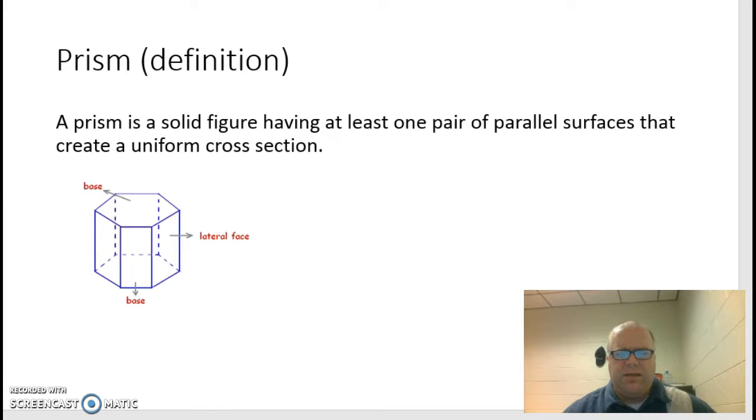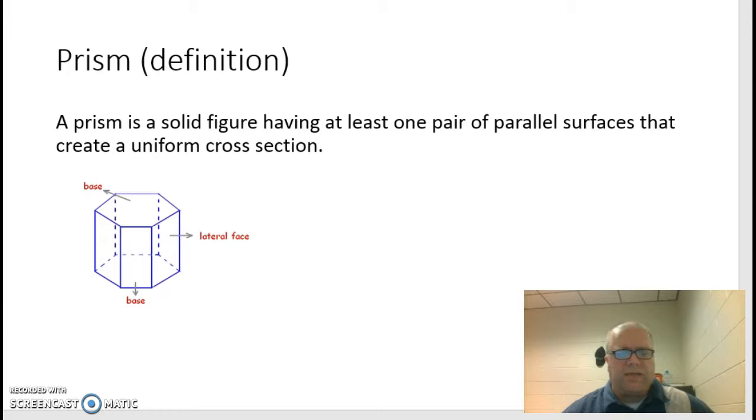This section here is on prisms, which are solid figures having at least one pair of parallel surfaces that create a uniform cross-section. And what that means is that we're going to have two opposite surfaces that are going to be the same size, which creates the uniform cross section.